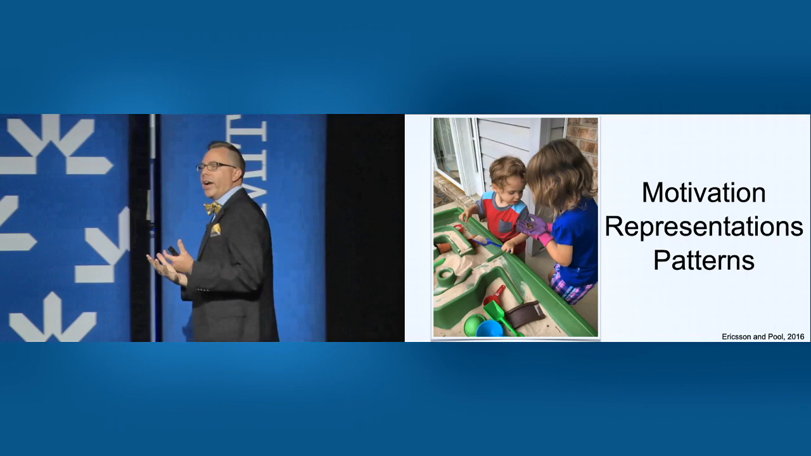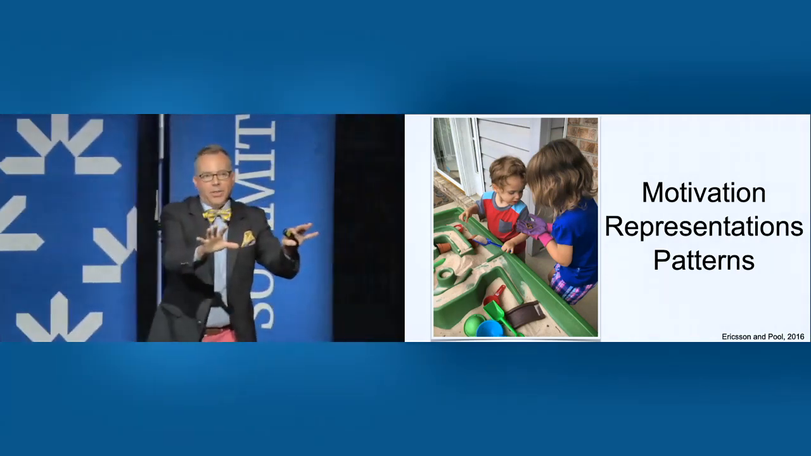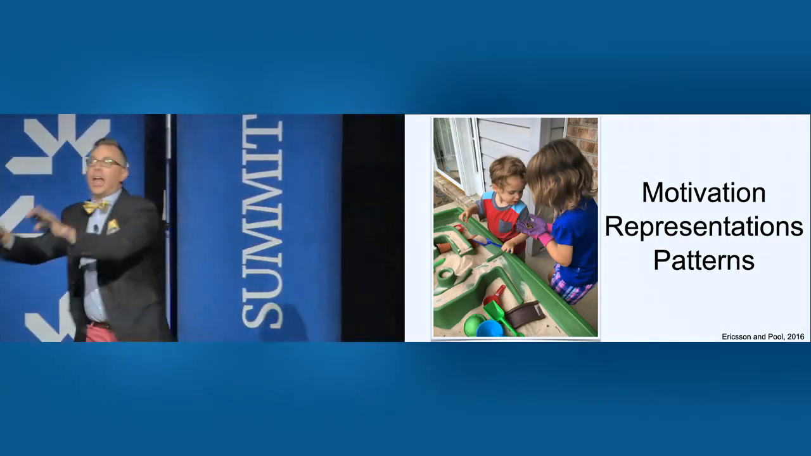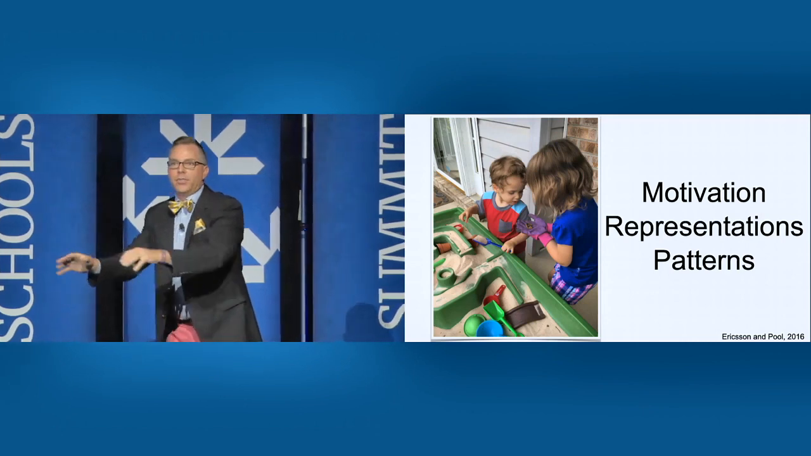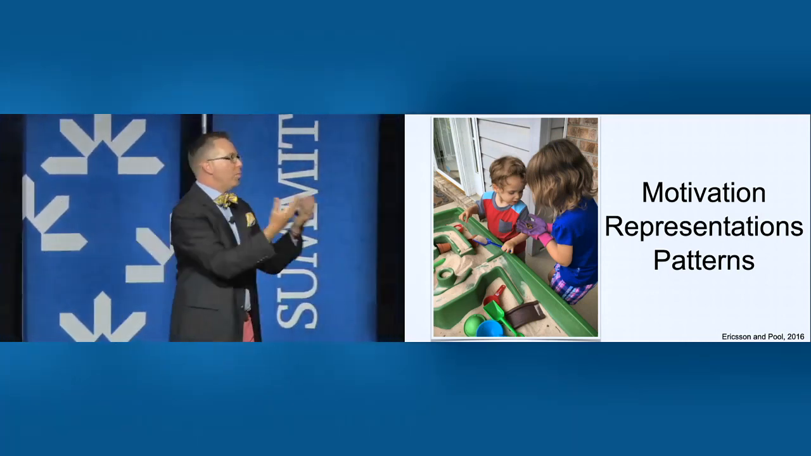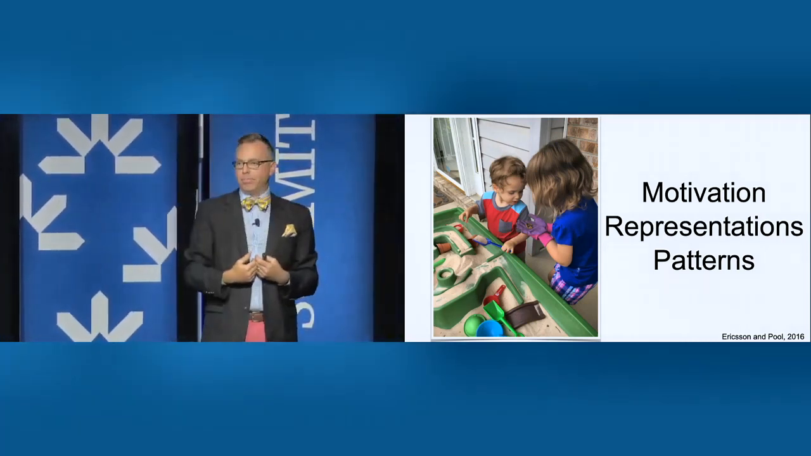The last one's really important. It has to do with patterns. Elaborate encoding requires that learners get to find the patterns and then apply it to a different context versus us asking them to repeat a pattern I gave them.